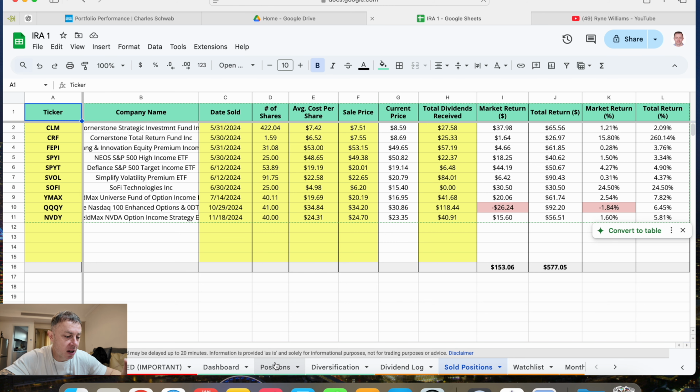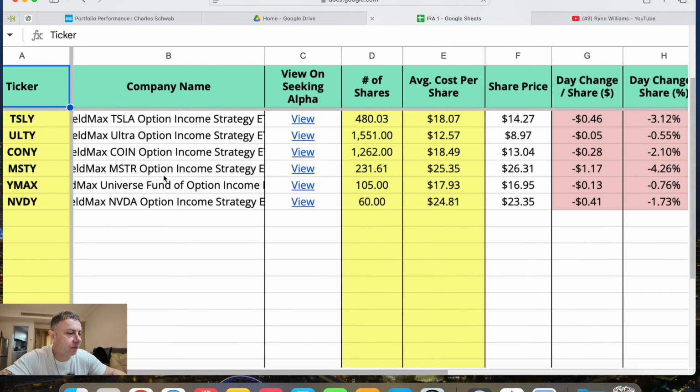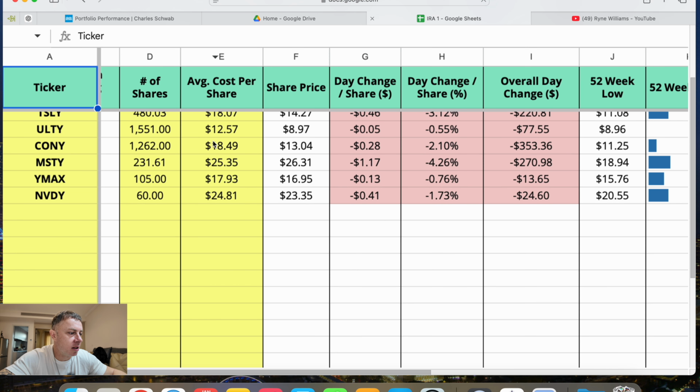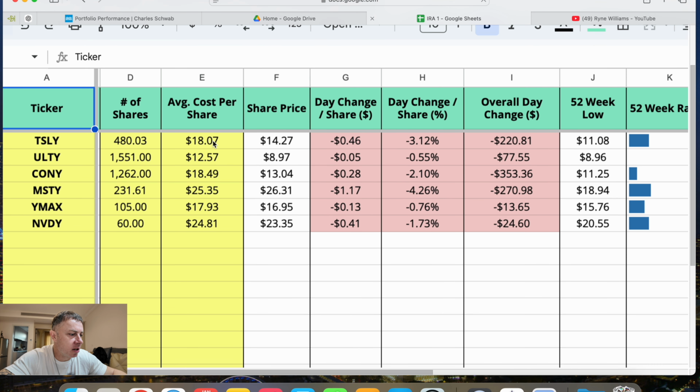If we go check out the positions I actually have now, let me make it over here so it's easier to see. Tesla, 480 shares at 1807, and right now it's 1427. Ulti, 1551 at 1257 cost average. Right now it's 897. Coney, 1262. My cost is 1849, and right now it's 1304. Misty, 231. Cost is 2535, and right now it's 2631. YMAX, 105, and 1793 is the cost, and 1695 is the current price. NVIDIA, 60 shares, 2481. Right now it's 2335.